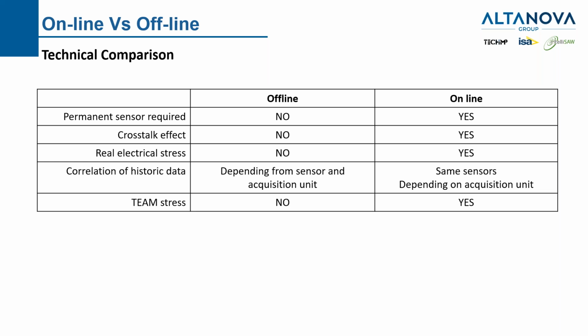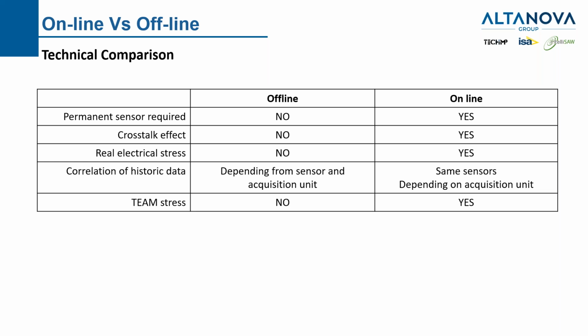The correlation of the historic data is very easy to do with the online test because it only depends on the acquisition unit. If we are using the same acquisition unit, we will have the same readings. On the offline test, we may have a different sensor, a different acquisition unit, especially if this job is outsourced to third companies. One year we can have one company coming with the Techimp instrument and sensor. The other year, somebody else can come with another instrument, and the correlation can be hard to do. Continuity is a very key point when studying rotating machine data historically.